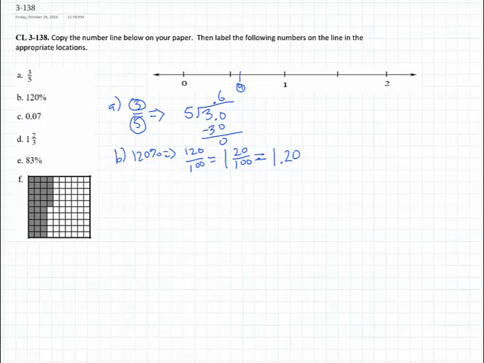So that's going to go somewhere. This is 1.5, 1 5/10, so it's going to go somewhere around here. Okay, so B would be right there.